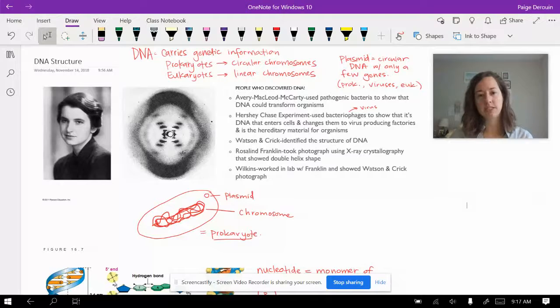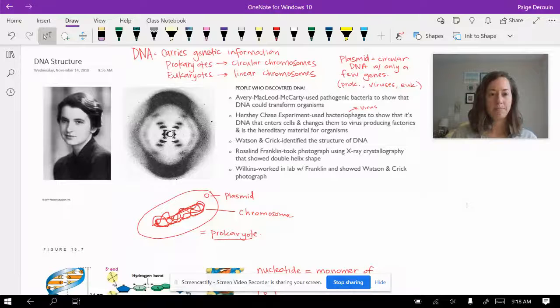A group of scientists used pathogenic bacteria to show that DNA could change organisms. Because for a while, people really were not sure whether it was DNA or proteins that was really the genetic material coding for traits. So these experiments helped people to realize, oh, it is DNA. That's what matters. There's Wilkins. He's the one who actually gave the photo to Watson and Crick. So curse you, Wilkins.